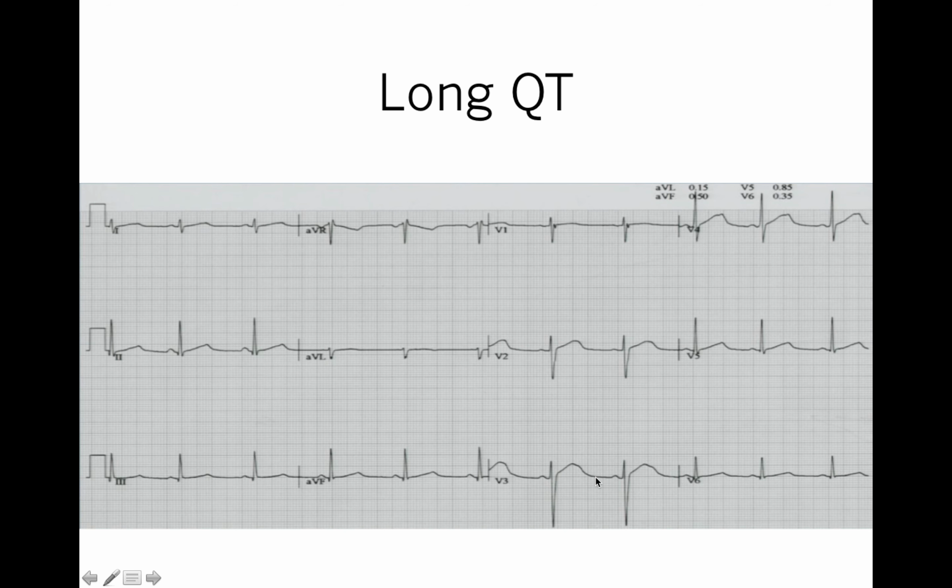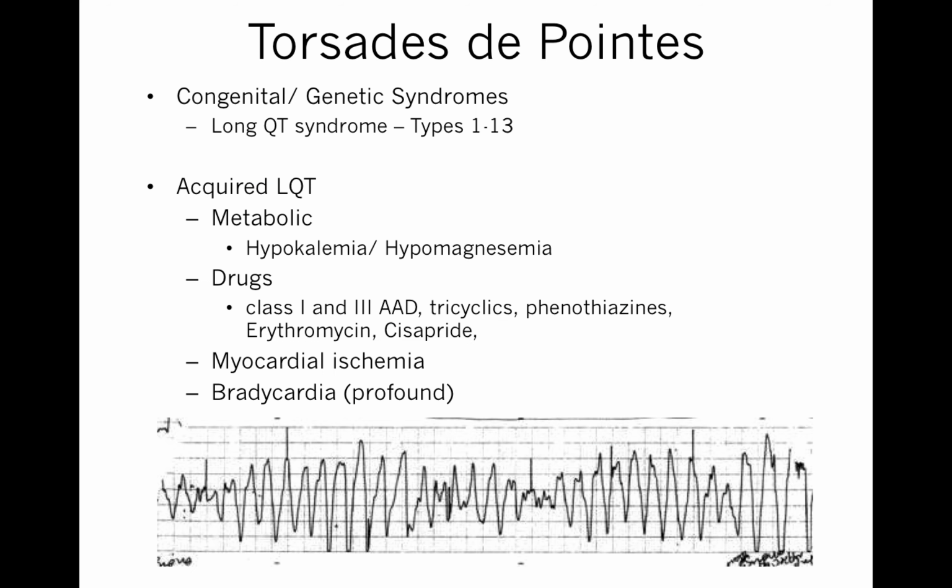What are the things that can cause long QT interval? Well, there are many causes. It could be congenital. Some people are born with genetic problems that can lead to long QT. It could be secondary to metabolic disorders such as hypokalemia or hypomagnesemia, or it could be caused by medications.